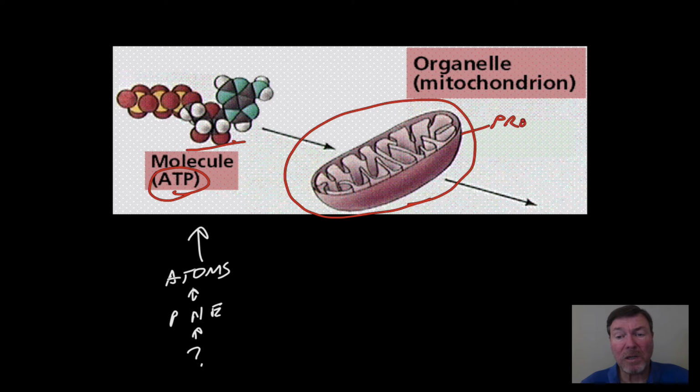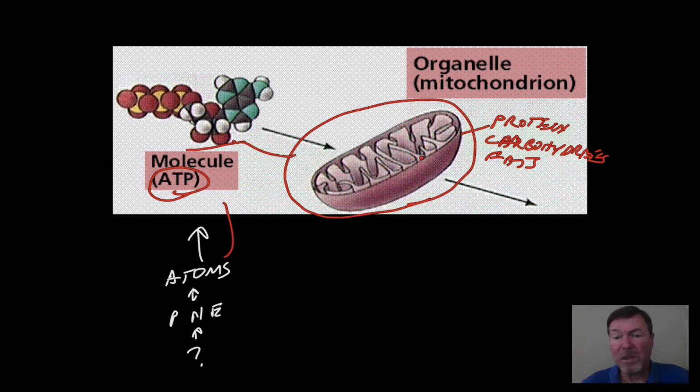It's made of proteins and carbohydrates and fats, and those are all molecules that we find inside the organelle, the mitochondria, and they all come from this molecule. So we can say that the molecules are made of atoms.